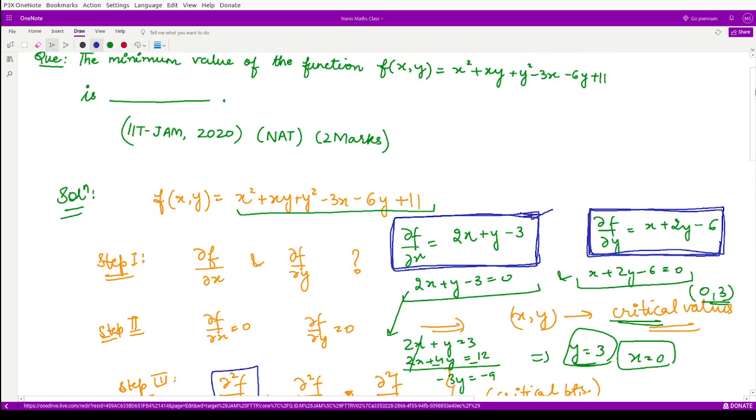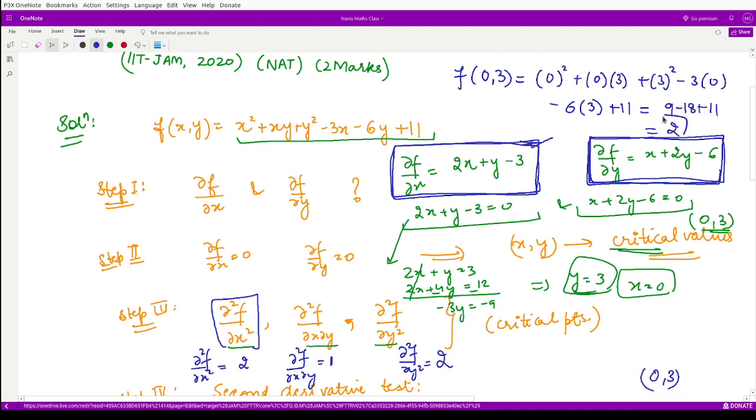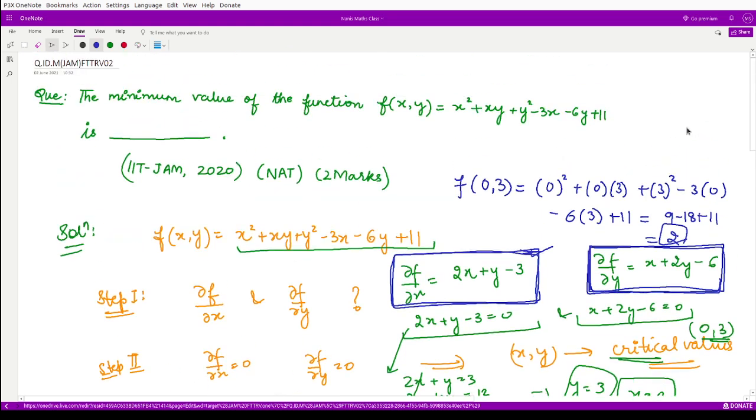In the question they are asking for the minimum value of this function. So we'll calculate the minimum value by substituting this point into the given function. Instead of x we write 0, instead of y we write 3. So you have minus 3 into 0 minus 6 into 3 plus 11. So it is 9 minus 18 plus 11. So the value here is equal to 2. So the minimum value of the function that you obtained is equal to 2, and that is your answer. You write the answer here as 2.